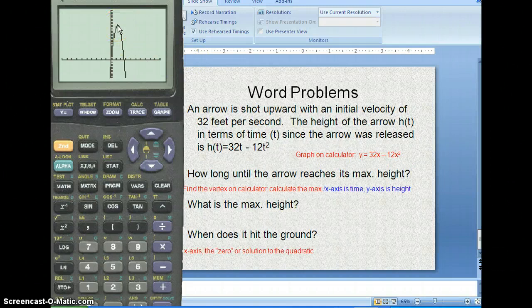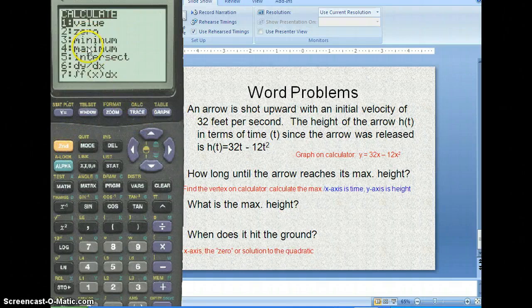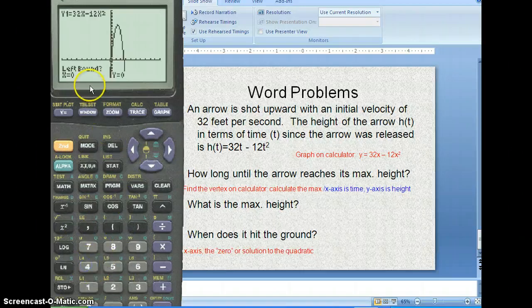Now that's the vertex. So we could do the opposite of b over 2a. But understand, this is the a and this is the b. As far as the graphing calculator is concerned, we can find that point by calculating the maximum, number 4. So it wants you to be to the left of that point. So move your cursor up a little bit. You're to the left of it. Press enter. Move to the right of it and press enter. And that will find the vertex for you. Okay? So there's the vertex.